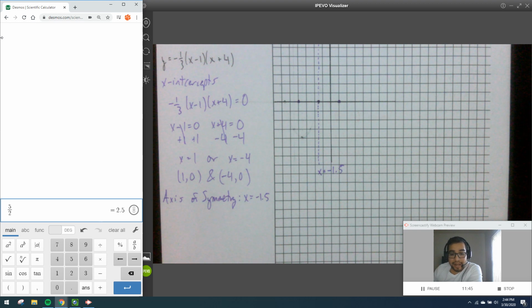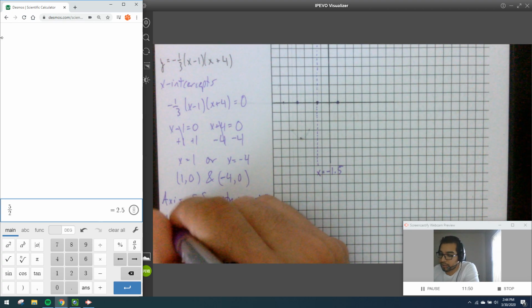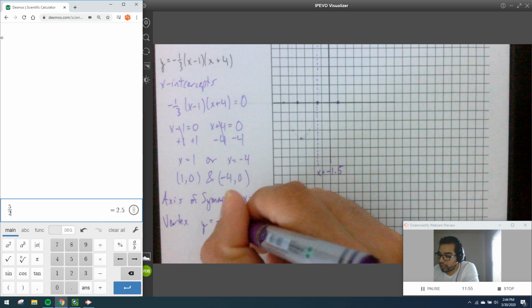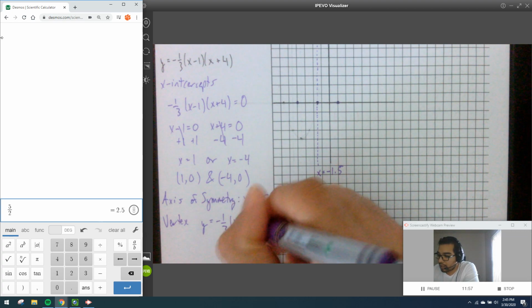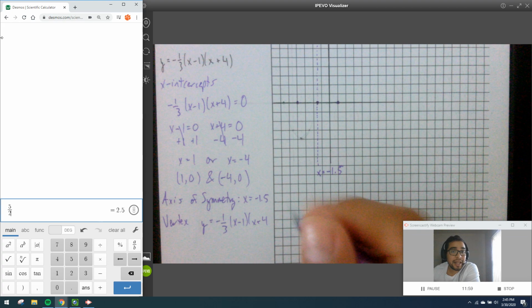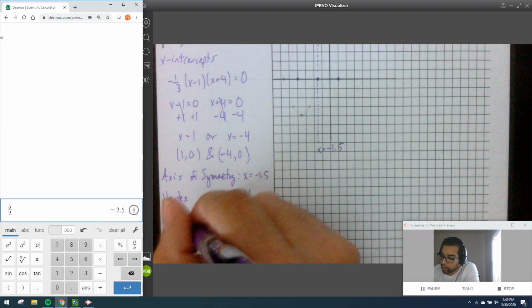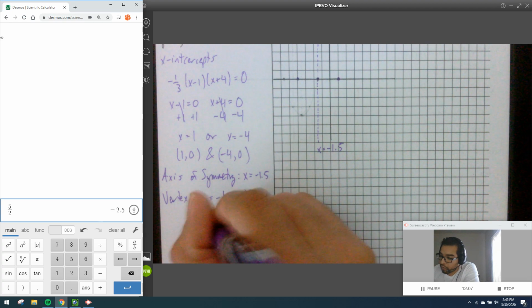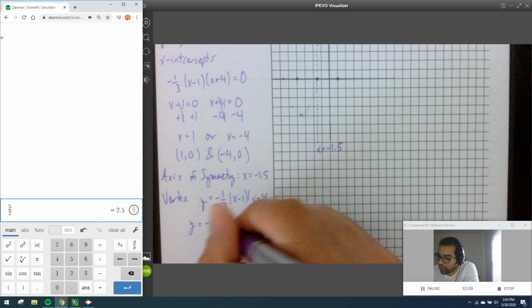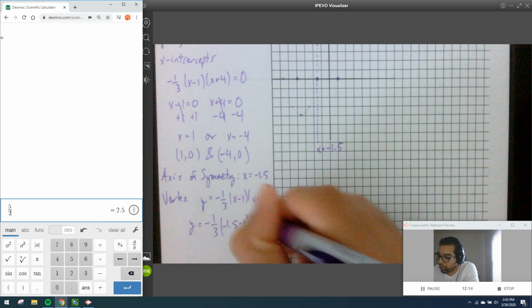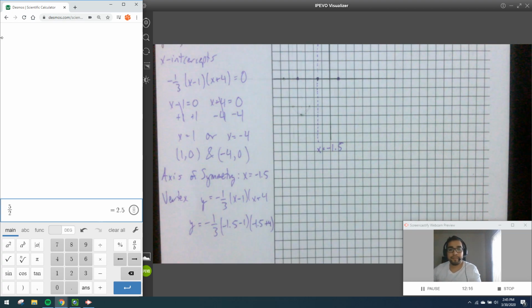Okay. Next, now that I know the x coordinate of my vertex, I'm going to find my vertex. Okay, and I'm going to use again this quadratic equation here. And in this case here, I'm going to let x equal -1.5. Okay, so y is equal to -1/3 times (-1.5 minus 1) times (-1.5 plus 4). Okay, and I'm going to use my handy dandy calculator right over here.